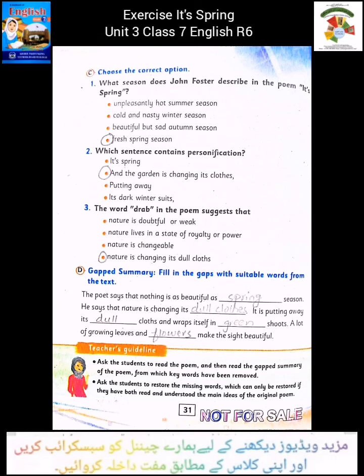Gapped summary, filling the gaps with suitable words from the text. The poet says that nothing is as beautiful as the spring season. He says that nature is changing its dull clothes. It is putting away its dull clothes and wraps itself in green shoots. A lot of growing leaves and flowers make the sight beautiful. As you have seen, we have discussed the poem, so we can easily guess which word to use in the sentence.